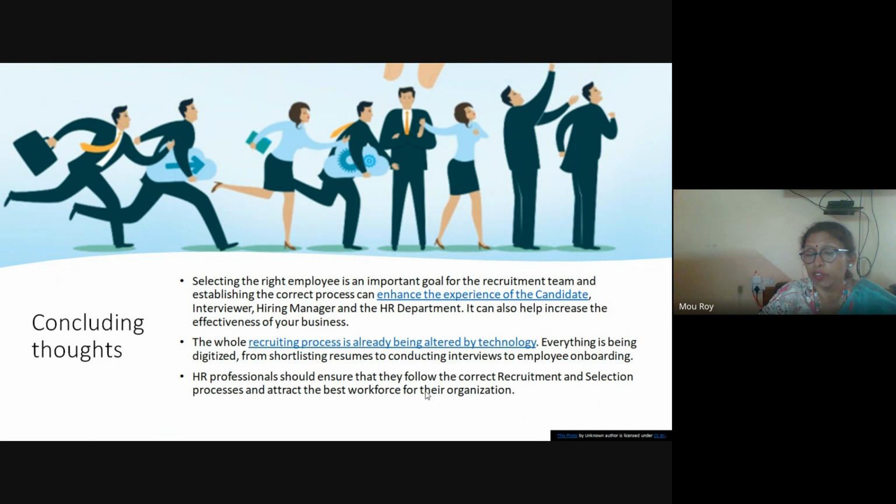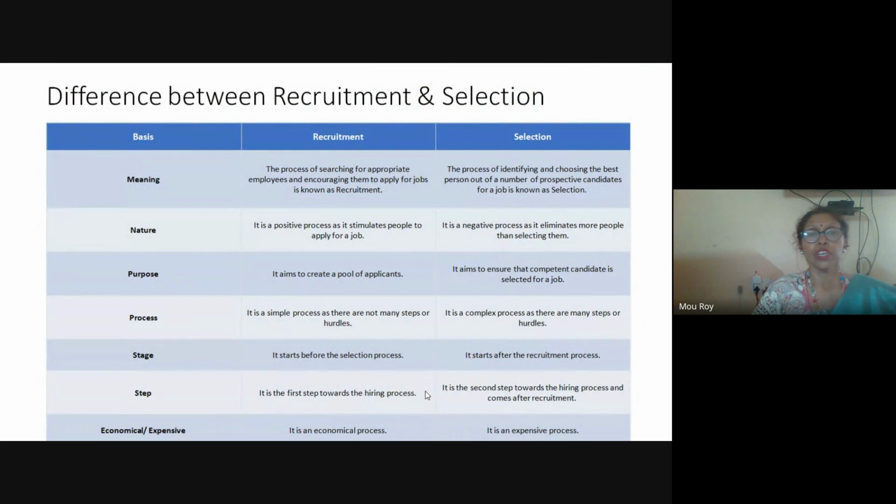HR professionals should also ensure that they follow the correct recruitment and selection process. And very important, they attract the best workforce for their organization. That is what is important. So now I've just shown you the difference between recruitment and selection. Basically, recruitment is the process of searching for appropriate employees and encouraging them to apply for jobs. Whereas selection is identifying and choosing the best person out of a number of prospective candidates for a job.